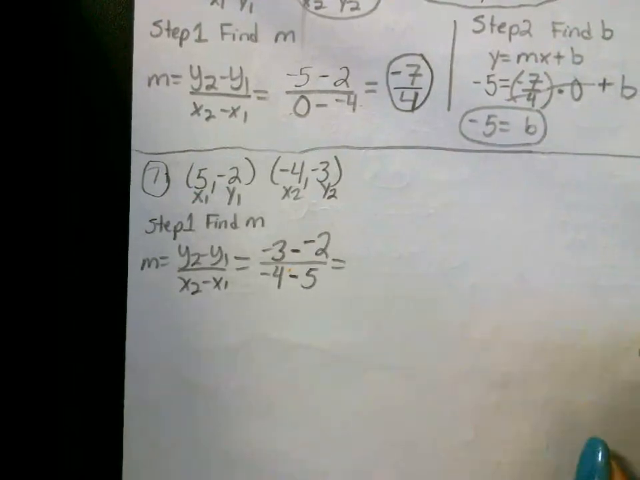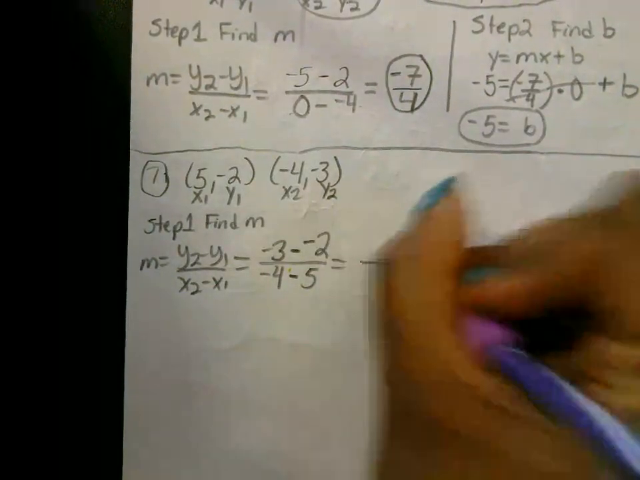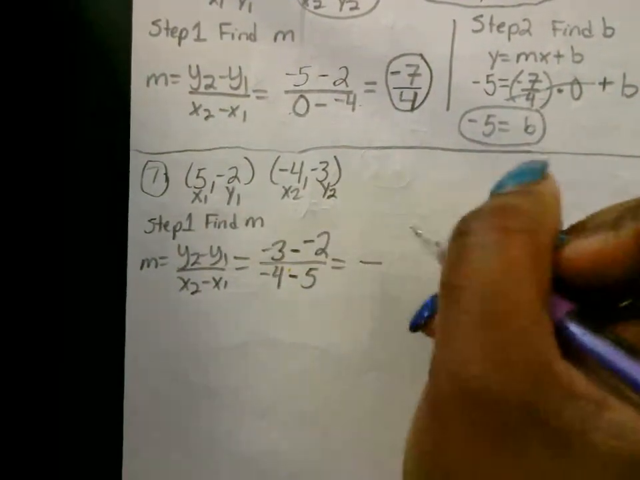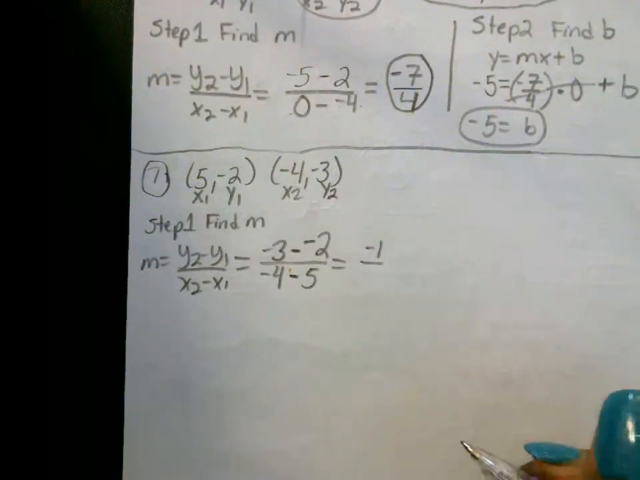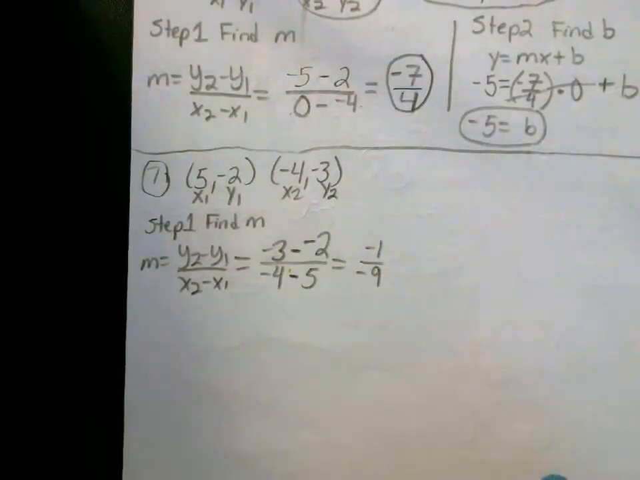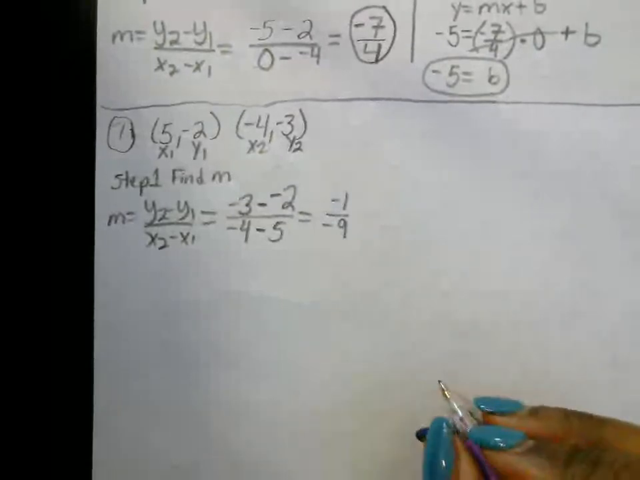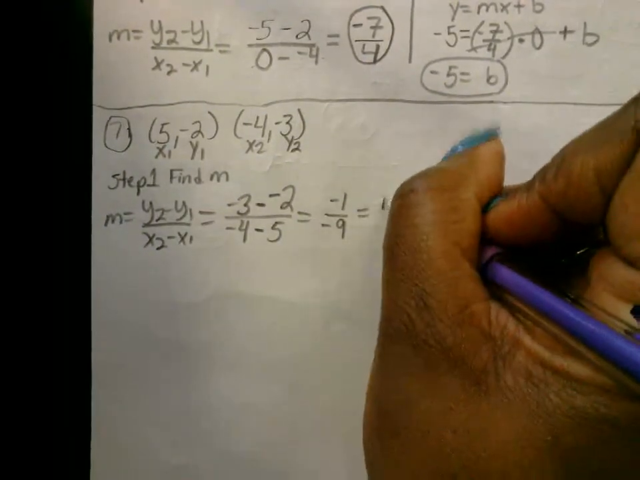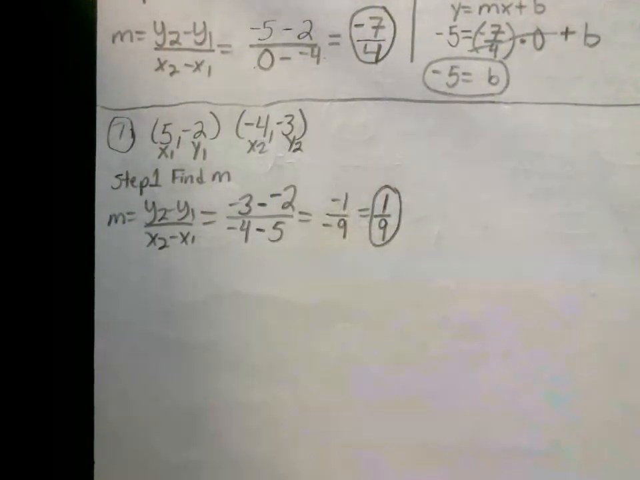We're going to simplify. Bobby, what do we get on the top? What's -3 minus a -2? We get a -1. Good job. What's -4 minus 5, Paige? -9. Very good. What's a negative divided by a negative? It's a positive. So this is going to be a positive 1/9. This is a common mistake we make because we forget to simplify.